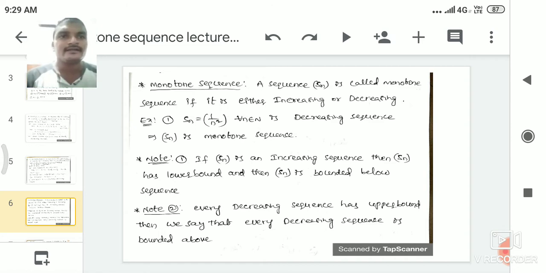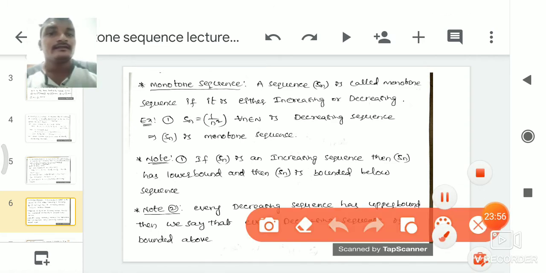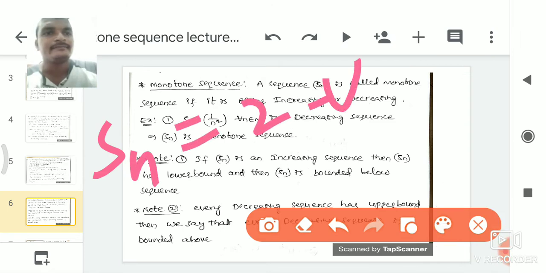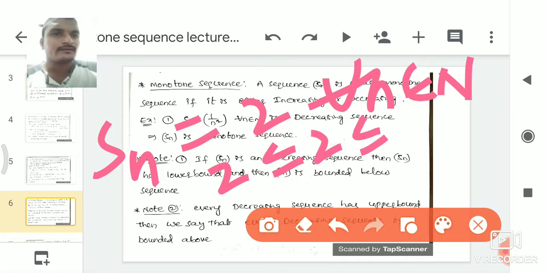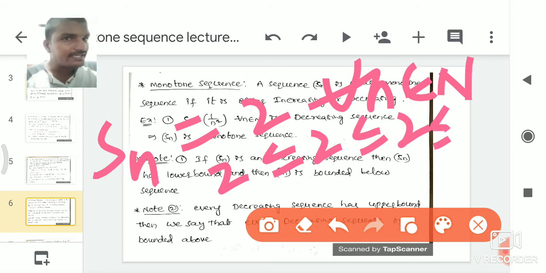So being both increasing and decreasing exists only for a constant sequence. That means if we take one example, Sn is equal to 2 for all n belongs to N, which we know is a constant sequence. Here the first term of the sequence is 2, second term is 2 and third term is 2 and so on. That means 2 is less than or equal to 2 is less than or equal to 2 and so on. So from this condition we say that this constant sequence is increasing.